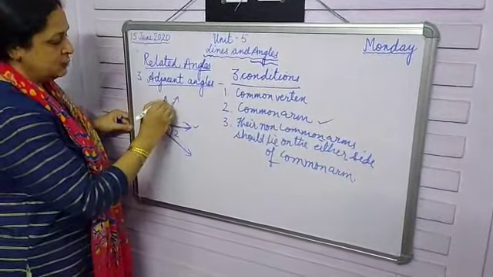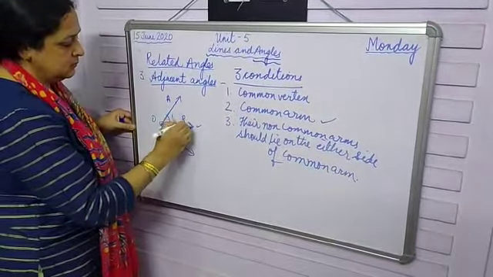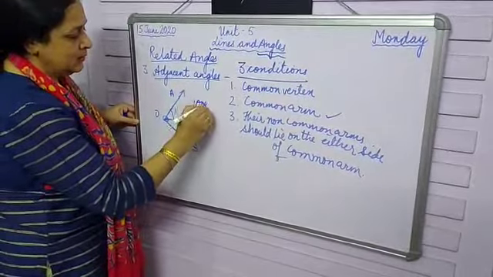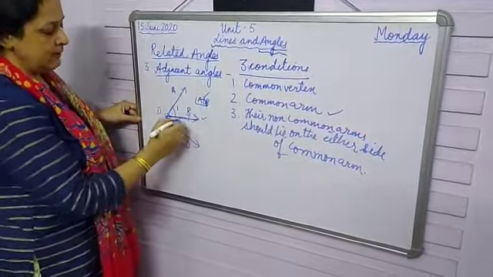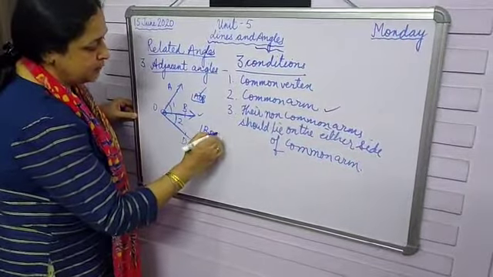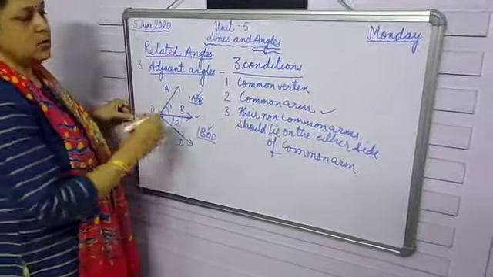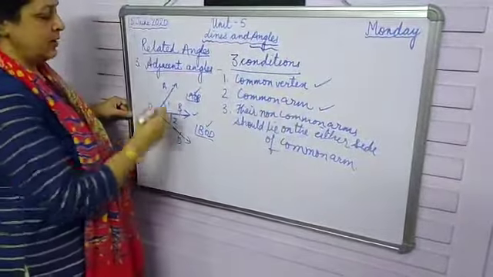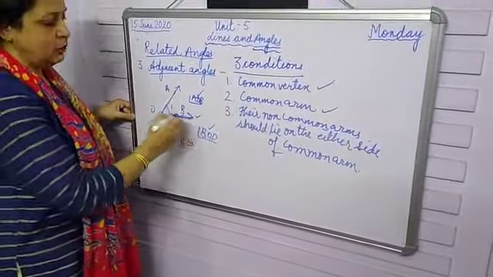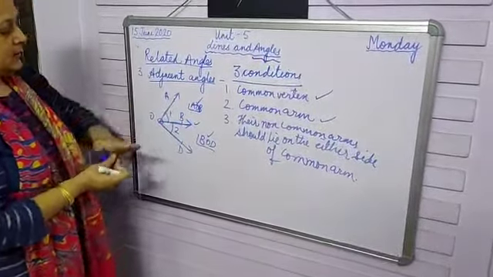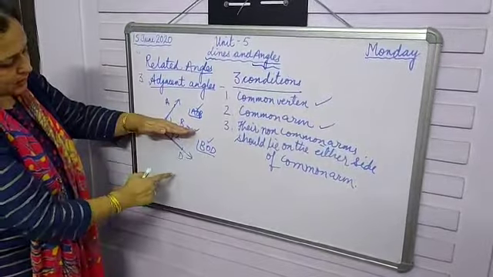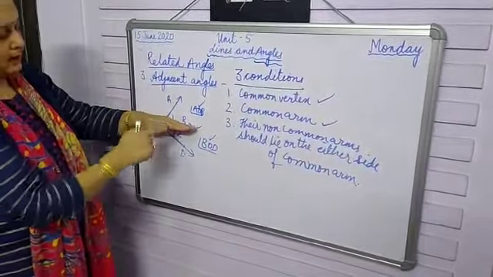If we give the name to this angle, then this is angle AOB. The vertex is O. If I name this angle, this is angle BOD. Again the vertex is O. So yes, they have a common vertex. So these two angles are such that they have the common vertex, they have the common arm, and when this is the common arm, the non-common arms should lie on either side of the common arm.